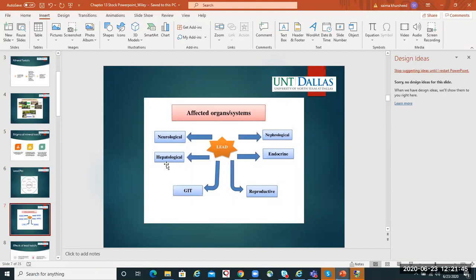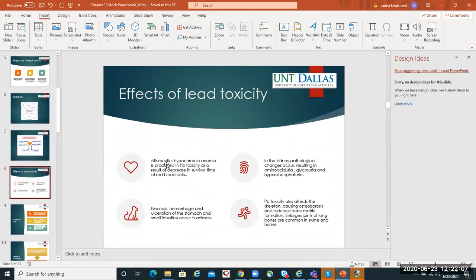So, microcytic hyperchromic anemia is produced in lead toxicity as a result of a decrease in survival time of red blood cells and a decrease in red cell formation from a block in heme synthesis. Effects of lead toxicity include necrosis, hemorrhage, and ulceration of the stomach and small intestine that occur in animals. In the kidney, the pathological changes that occur result in aminoaciduria, glycosuria, and hyperphosphaturia. Lead toxicity also affects the skeleton, causing osteoporosis and reduced bone matrix formation. Enlarged joints of long bones are common in swine and horses.